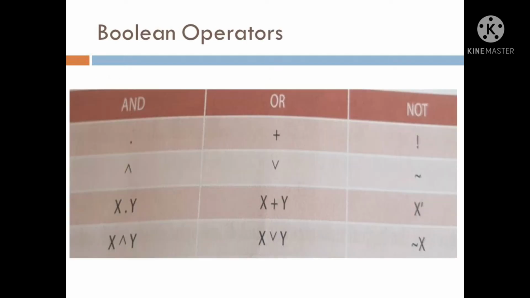Now we can discuss Boolean operators. Operators used in Boolean algebra are known as Boolean or logical operators. The basic logical operators are and, or, and not. Generally, we use the dot symbol for and, the plus symbol for or, and the bar symbol for not. This symbol means complement or negation.